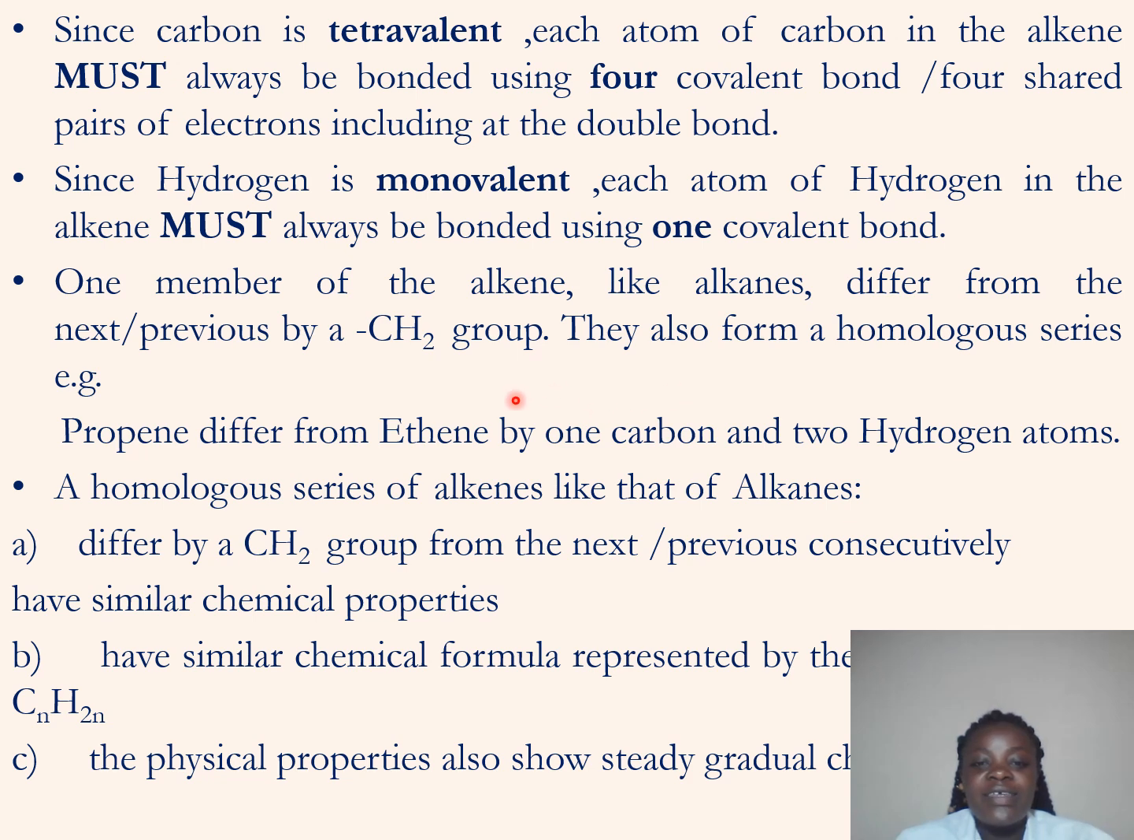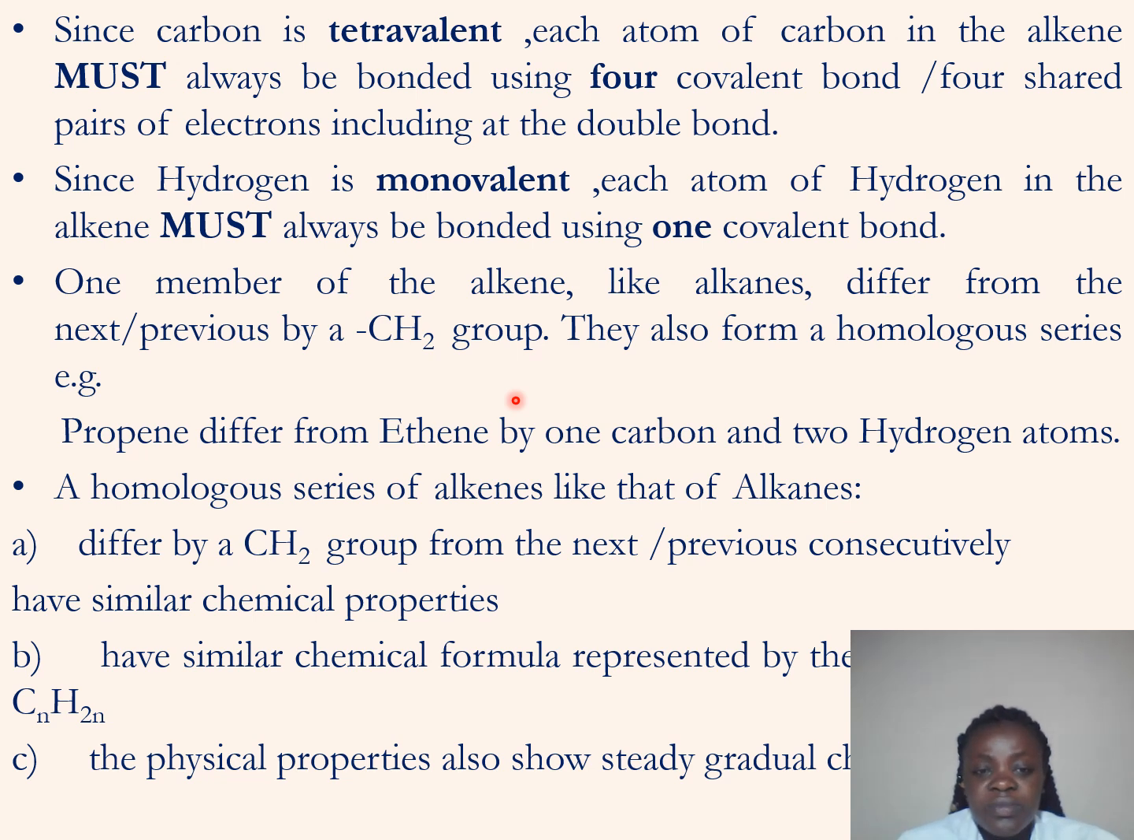Then for hydrogen, hydrogen is monovalent, so it must be bonded by what? 1 covalent bond. So the bond joining carbon and hydrogen must be a single bond. Then alkenes also differ by a CH2 group. So from ethene, if we add a CH2 group, we get propene. From propene to go to butene, we have to add a CH2 group. So this is what we said forms a homologous series.